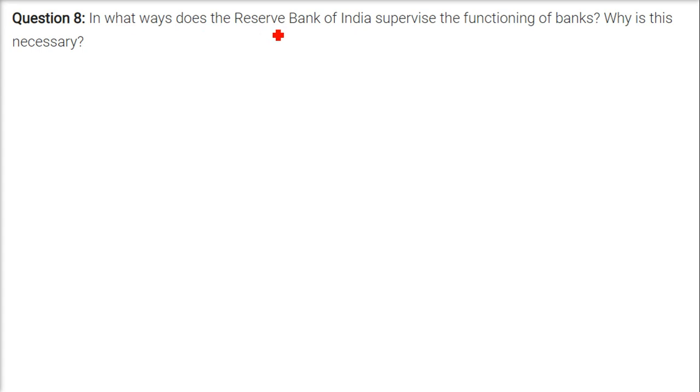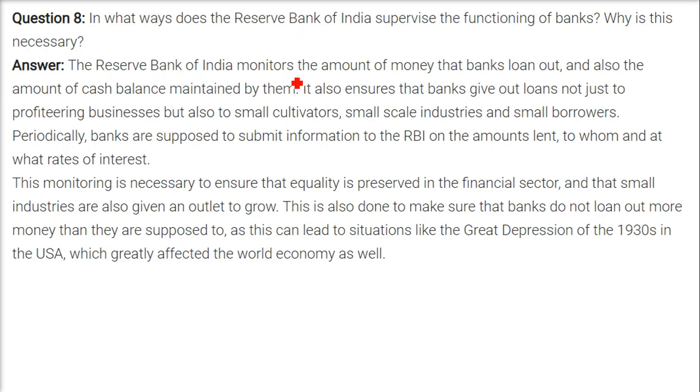In what ways does the Reserve Bank of India supervise the functioning of banks, and why is this necessary? You can say the Reserve Bank of India is the father or monitor or the principal bank of all the banks in our country. The RBI monitors the amount of money that banks loan out and also the amount of cash balance which is maintained by the banks. RBI ensures that banks give out loans not just to businesses which are profiteering, but also to small cultivators, small scale industries and small borrowers.